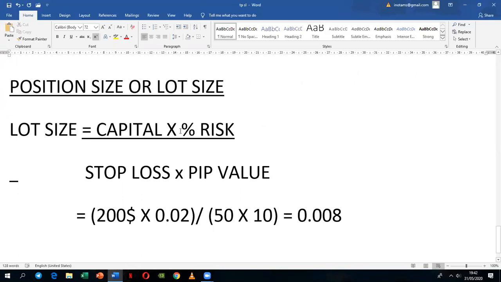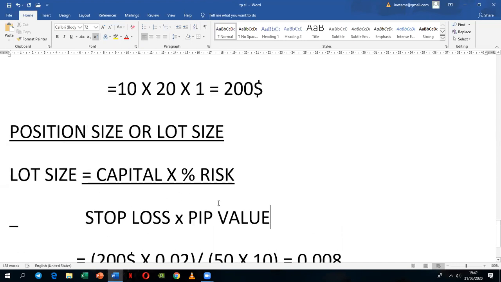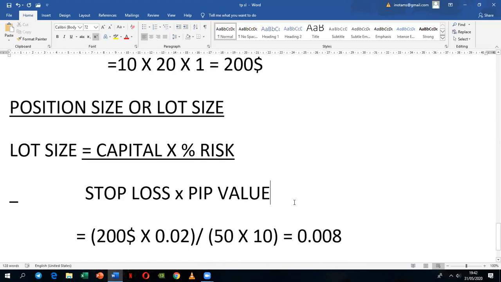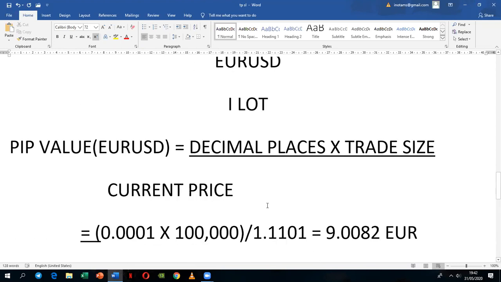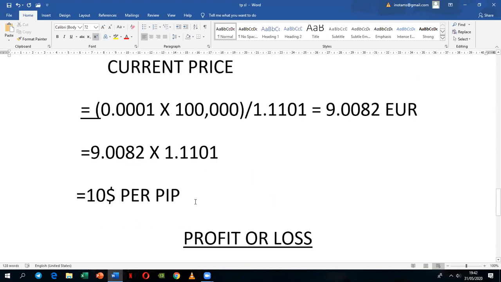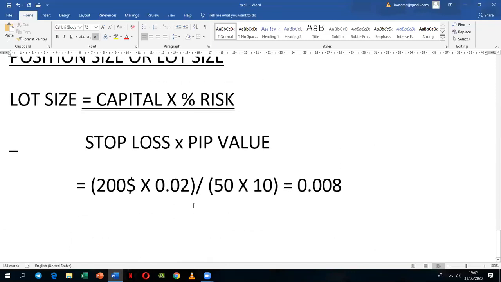If you're using 2% risk, that is your standard risk. So make your lot size standard for the EUR/USD. This is what it means. Every time you're trading the EUR/USD, you want to use this as your lot size. Pip value, that's how you get it. We've spoken about how you calculate the profit, all those.